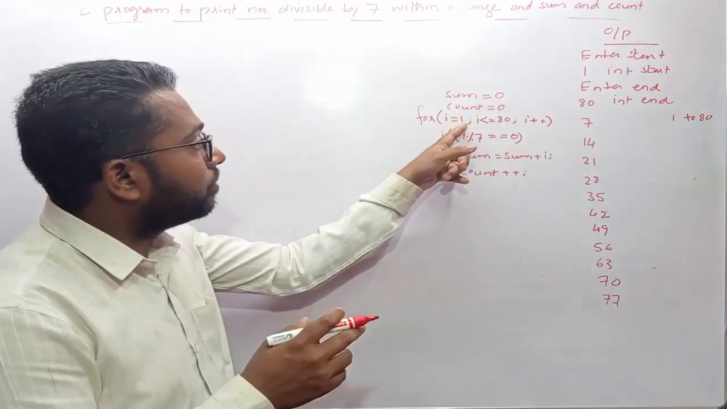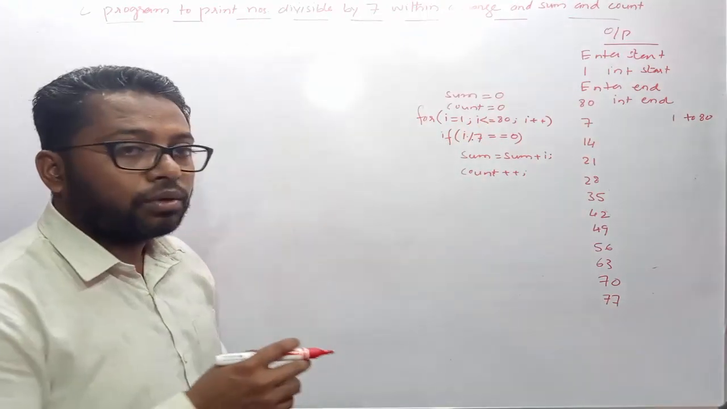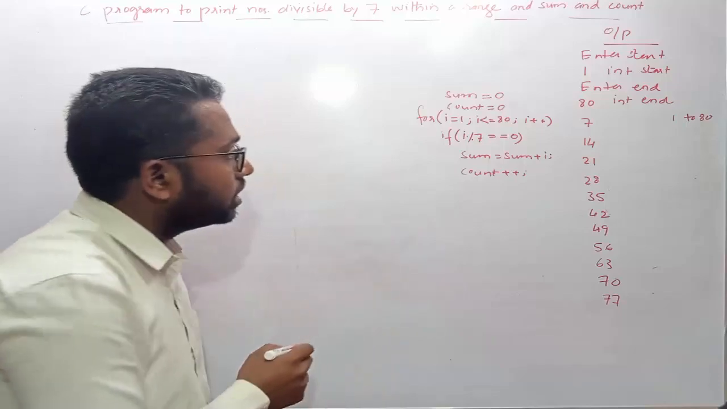And now the I value will become 14. I will check here: 14 is less than or equal to 80. Yes, 14 is less than or equal to 80. So control comes inside the for loop to check this condition.